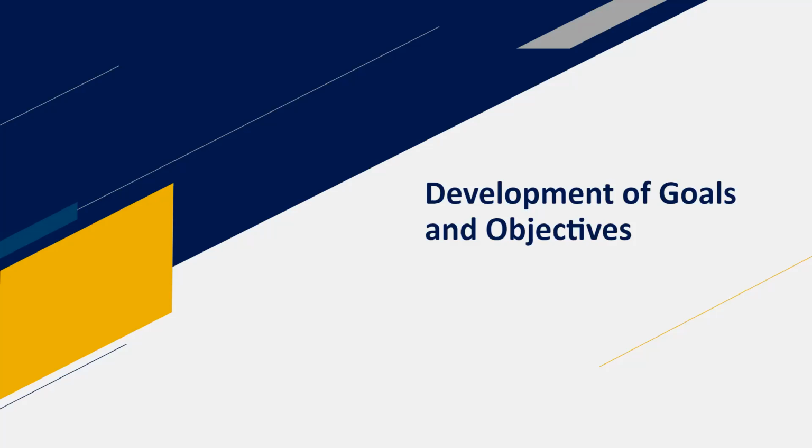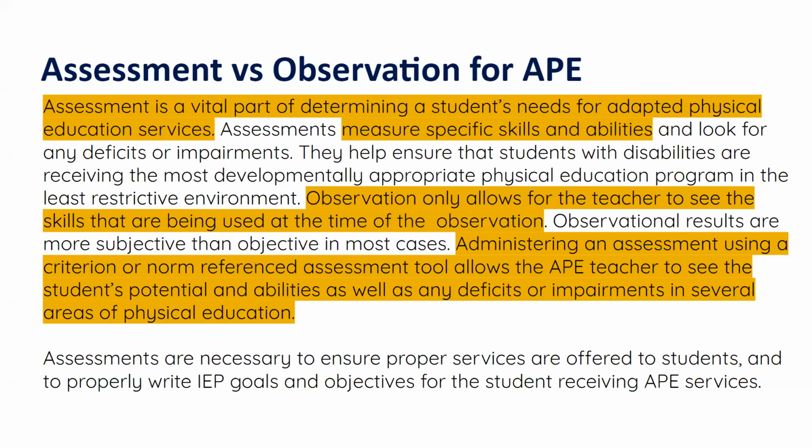And it really hits hard on that we want to do true assessment of the student's skills as opposed to just observing them and what they can do in a moment of time. We need to be truly administering some kind of assessment in order to develop those goals and objectives and see their potential and abilities, as opposed to an observation, which just gives us what skills the student is using in that window of time.